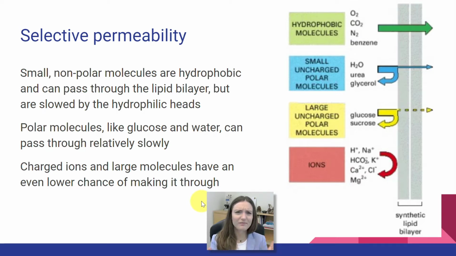So I kind of made up this stupid little rhyme to remember it. Large and charged will not come through. Okay, I don't know if that helps. Large and charged, nope, will not pass through the membrane. But if it's small and non-polar, then it can pass directly through that membrane.